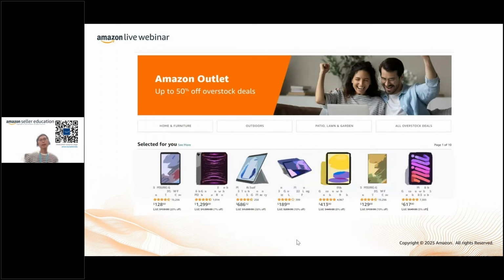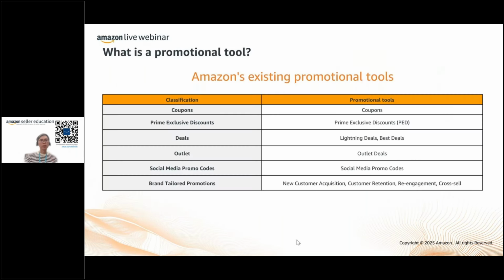And this is the outlet, Amazon outlet. All right, so you can see that there's a lot of different pages that are catered for different types of promotions that you can actually run. All right, so what are the promotion tools that we're talking about here?